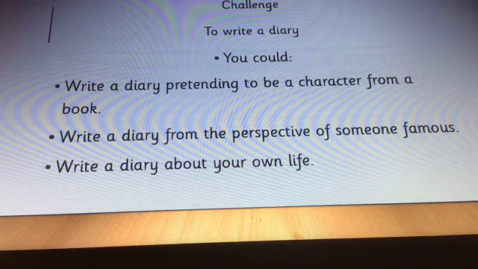Your challenge today is to write a diary. You could write a diary pretending to be a character from a book, which is what I did today. You could write a diary from the perspective of someone famous, or you could write a diary about your own life, which after all is the main purpose of a diary.